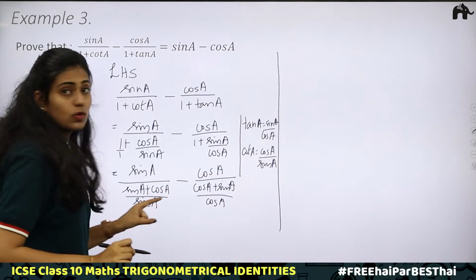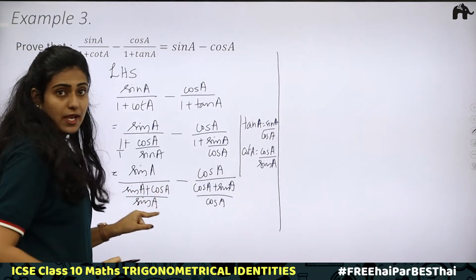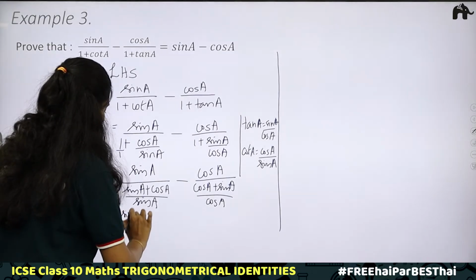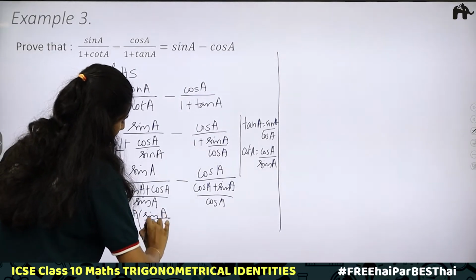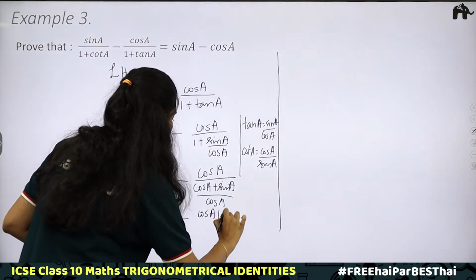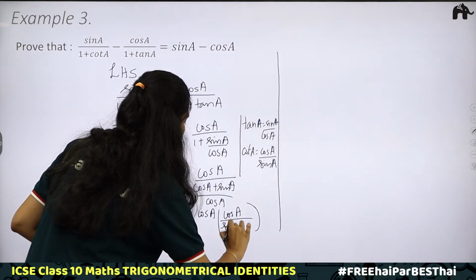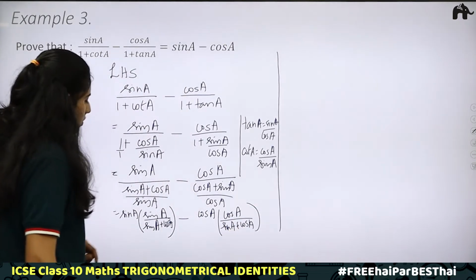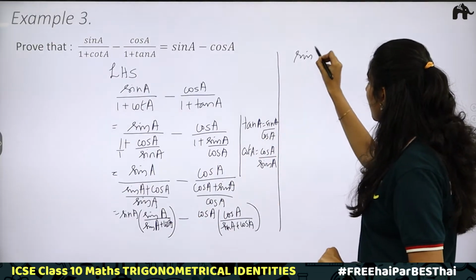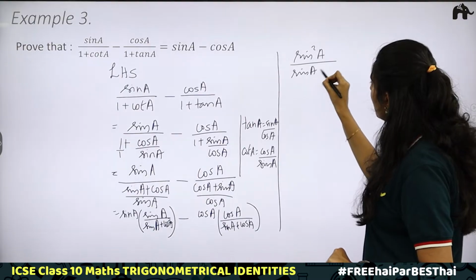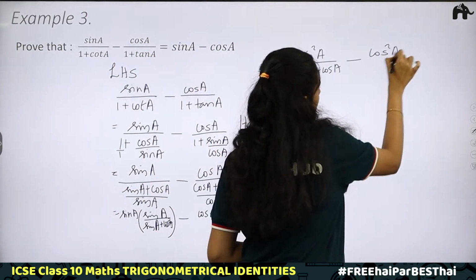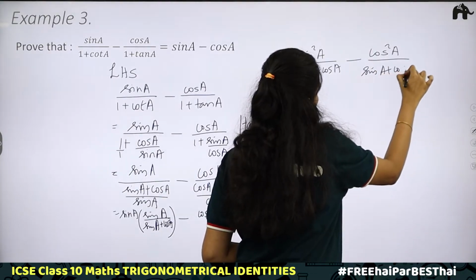Now, taking the reciprocal and multiplying. Here, sin A plus cos A divided by sin A. When reciprocal is taken, it becomes sin A divided by sin A plus cos A. Okay, that is equal to sin A into sin A divided by sin A plus cos A minus here cos A into cos A divided by sin A plus cos A. Okay. Sin A into sin A is sin square. Sin square A divided by sin A plus cos A minus cos A into cos A is cos square A. Cos square A divided by sin A plus cos A.